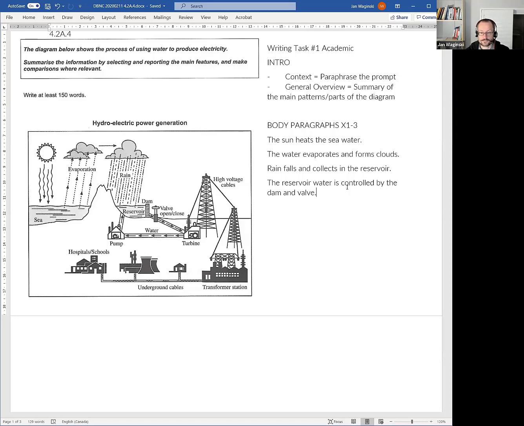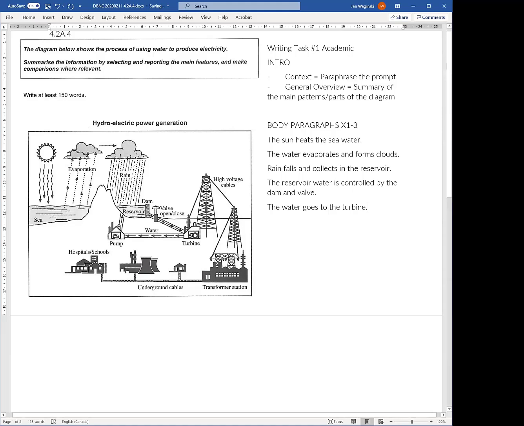Okay, Marcella. The control, okay. So the water goes through the turbine. Did you say to or through? Goes through, doesn't matter. Through the turbine. Okay.